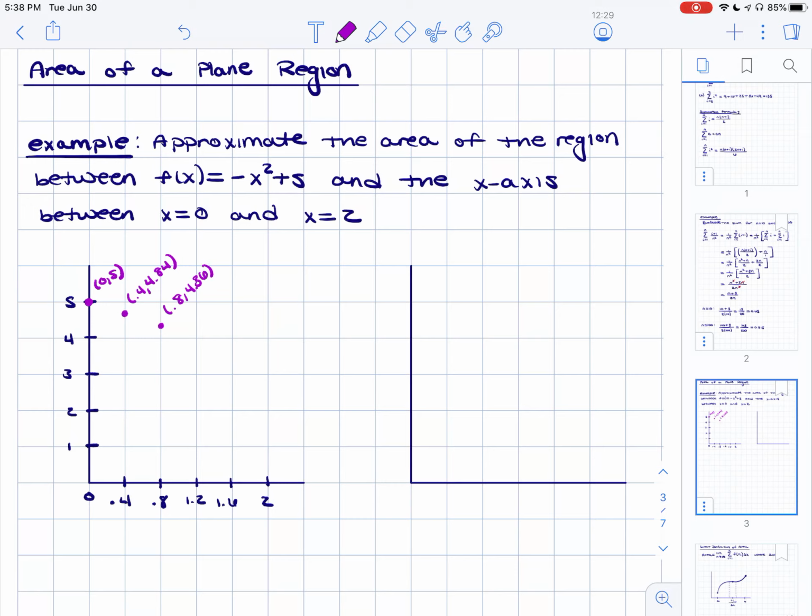If we plug 0.8 into our function, we get 4.36. If we plug 1.2 into our function, we get 3.56. If we plug in 1.6, we get 2.44. And if we plug in 2, we get 1. Of course this is a parabola. It's going to pass through these points.